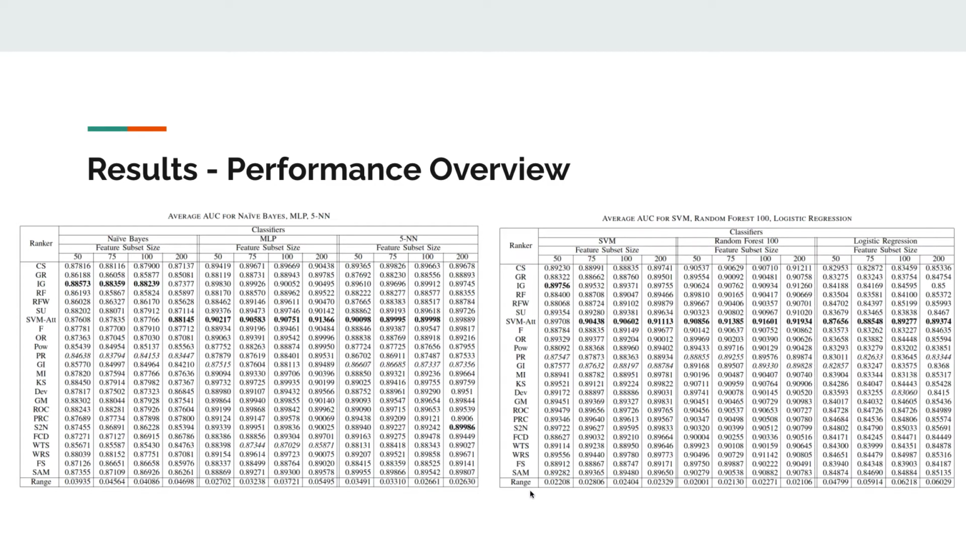Finally, look at the range row. We can see that not only RF100 has the best performance, but its range is also the smallest among all the classifiers. Now, a small range, or a small difference between the best and the worst performance, means that RF100, this classifier, is very resistant to the change in feature rankers.